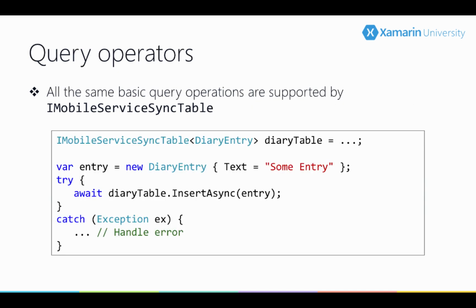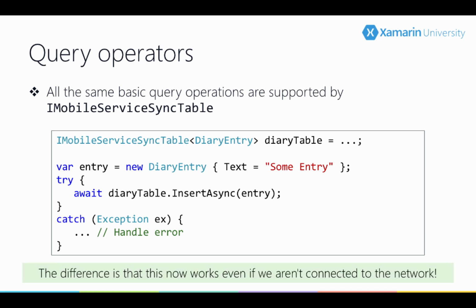Using the IMobileServiceSyncTable should be an easy transition. It exposes the same methods used on our original table interface. For example, here's our code to insert a new entry into our diary table. The big difference with this implementation is the code will continue to work even if we lose network connectivity.